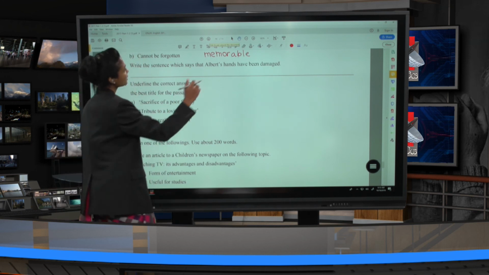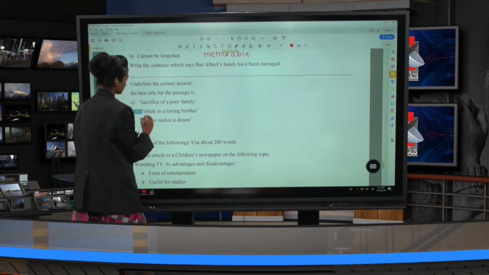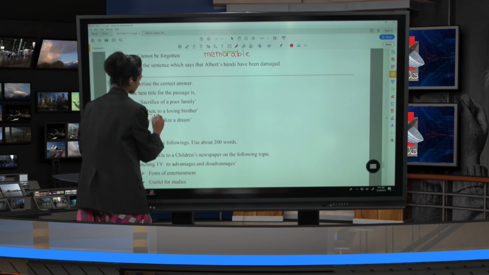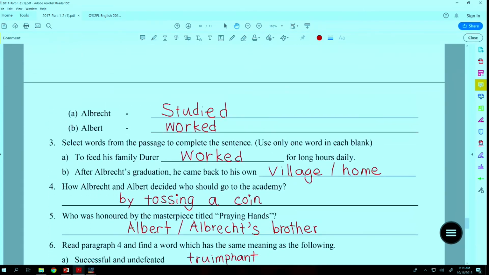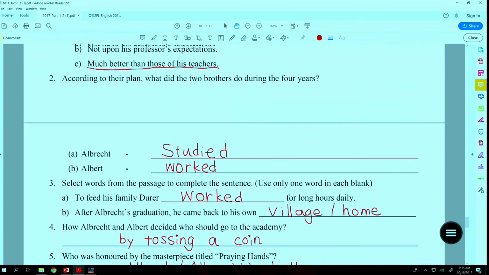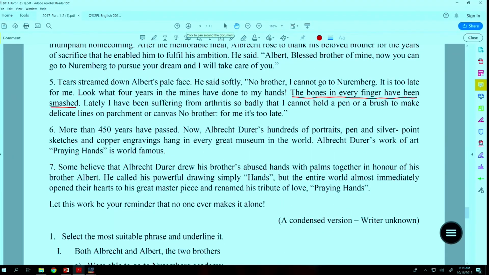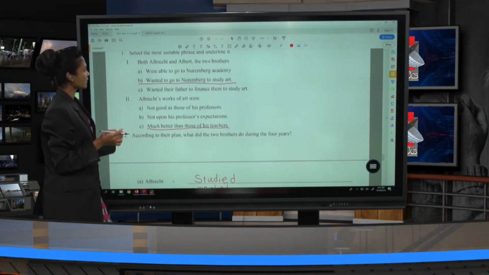Yes, it is Tribute to a Loving Brother. Check your answers again. The answer for question number 7 is underlined in the paragraph here. And these are the other answers.